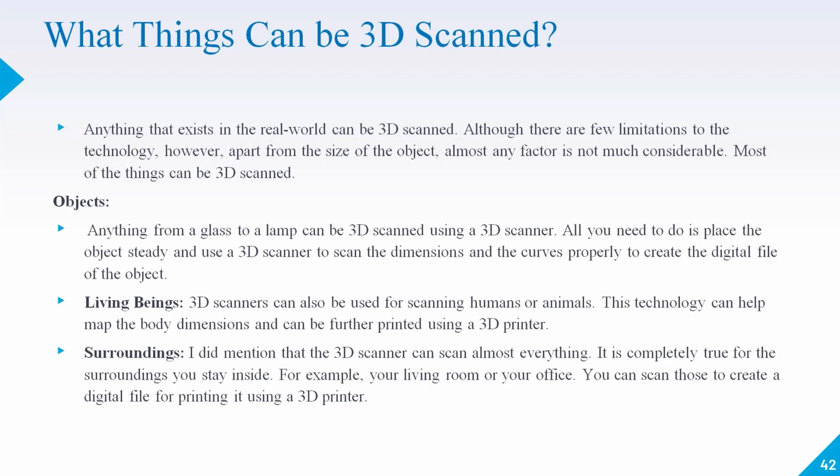So what are the objects of 3D scanning? Anything from a glass to a lamp can be 3D scanned using a 3D scanner. All you need to do is place the object steady and use a 3D scanner to scan the dimensions and the curves properly to create the digital file of the object. 3D scanners can also be used for scanning humans or animals. This technology can help map the body dimensions, which can be further printed using a 3D printer.